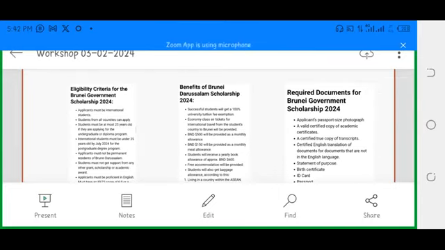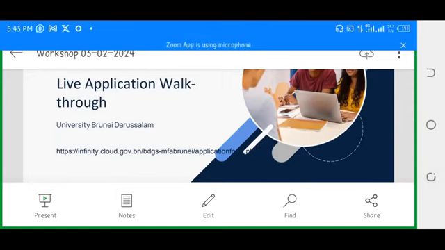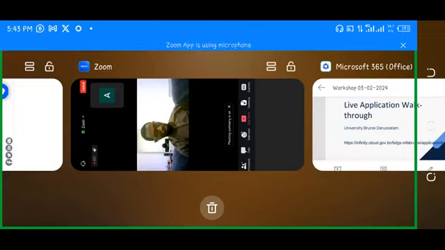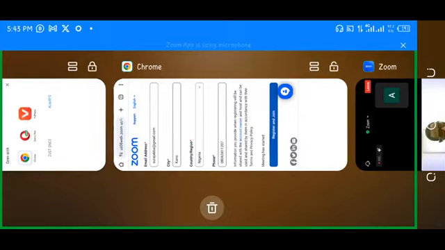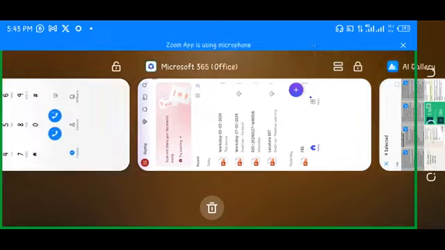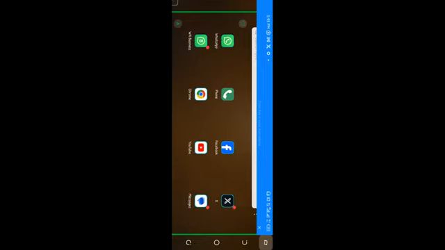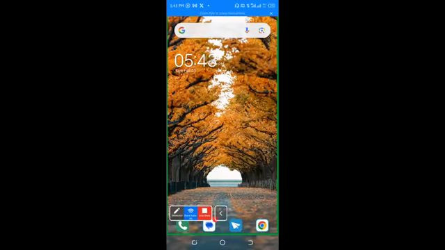You can start with the demo on how to apply. I think we've had the link above here, infinity.cloud.gov. So I'm just going to go straight to applying. We go to Chrome.